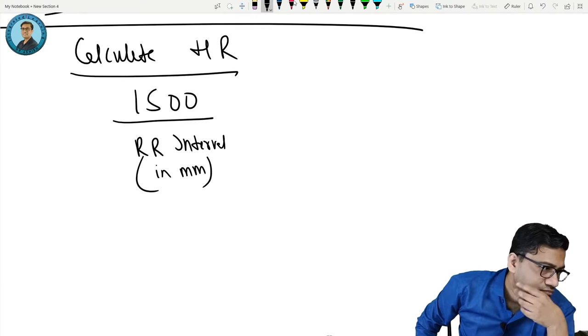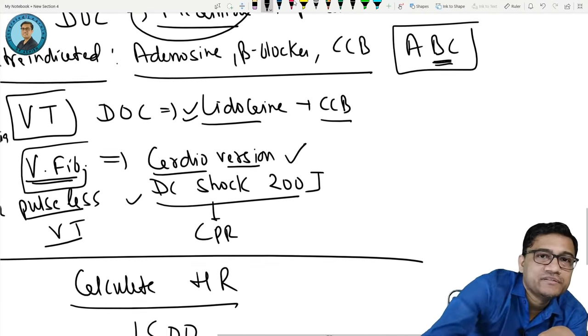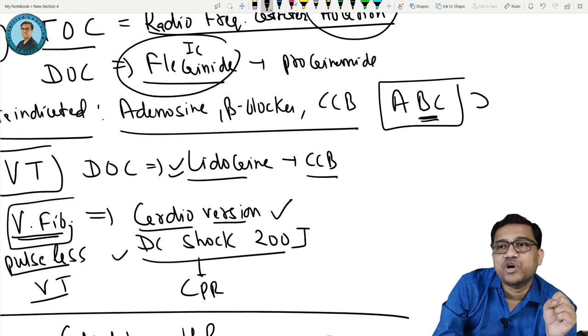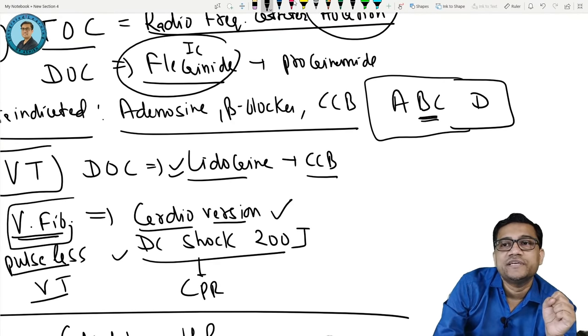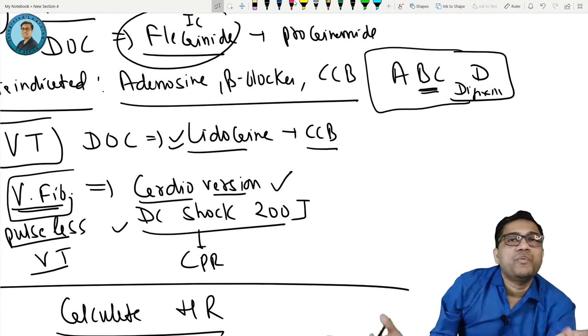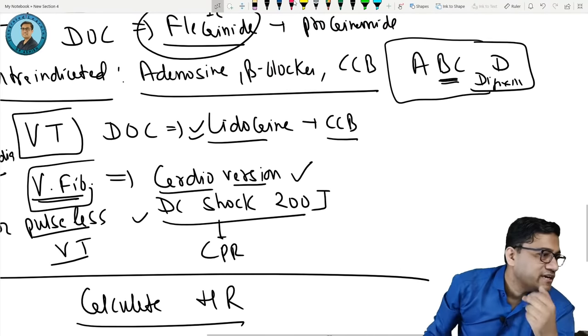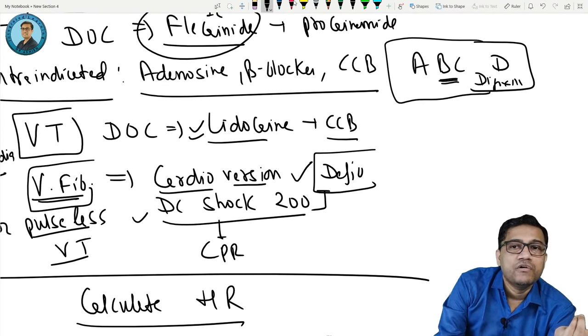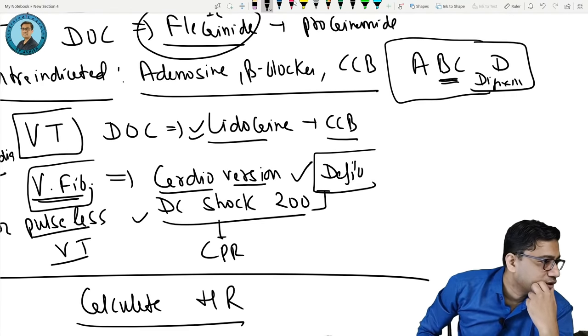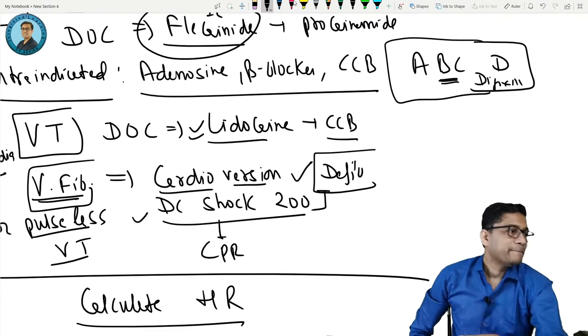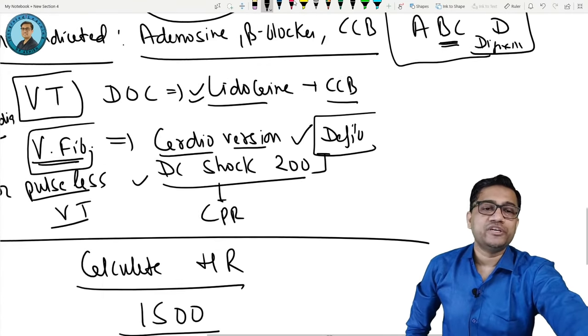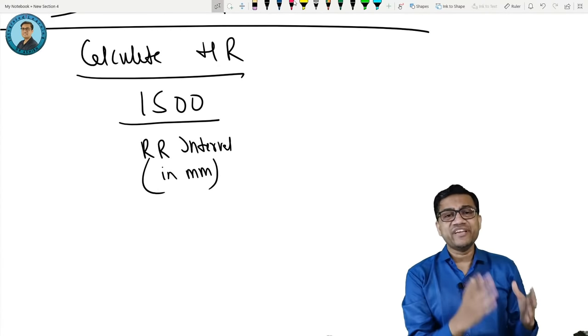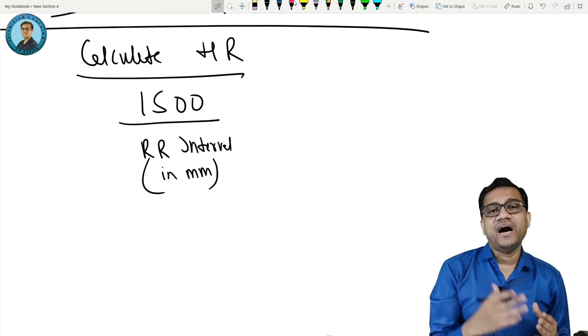Very good, Dr. Shivanand. Yes, even digoxin is contraindicated, so ABCD, that is digoxin, because it can also block the AV node. And obviously we do defibrillation, that is cardioversion with DC shock. So what is the formula for calculation of the heart rate? 1500 by RR interval.